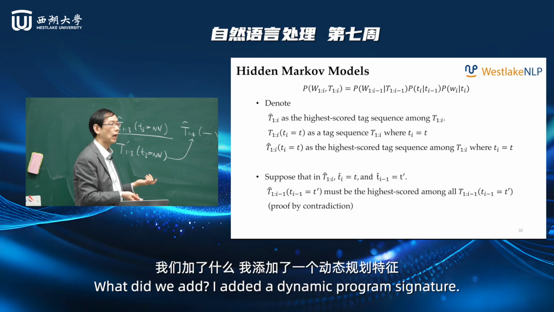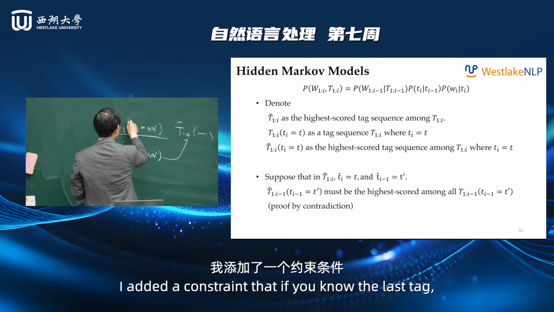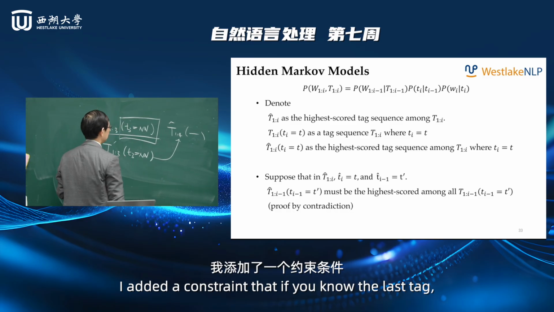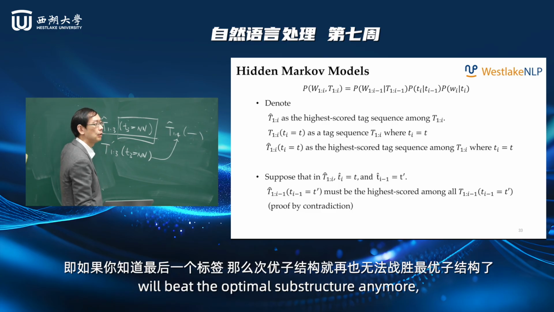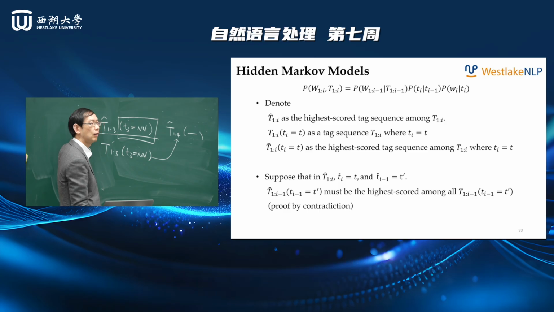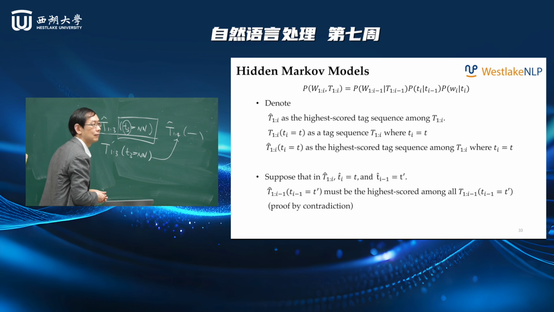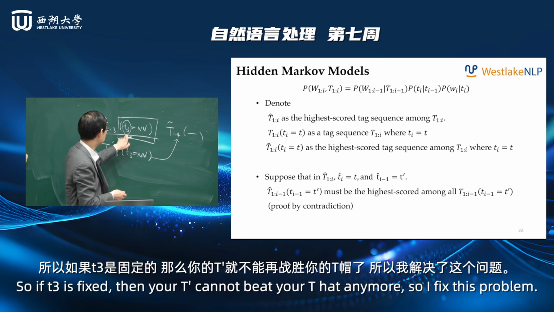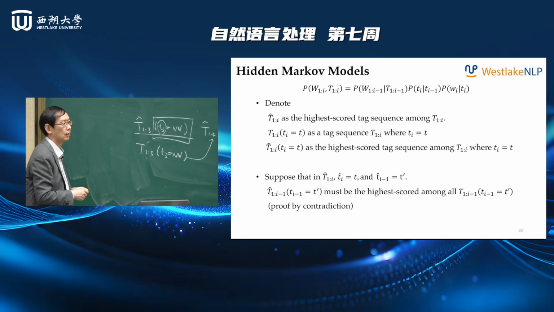What did we add? Well, I added a dynamic program signature, right? I added a constraint that if you know the last tag, there is no way a suboptimal substructure will beat the optimal substructure anymore, because the incremental part contains only t3, okay? So if t3 is fixed, then your t prime cannot beat your t hat anymore. So I fixed this problem, okay?